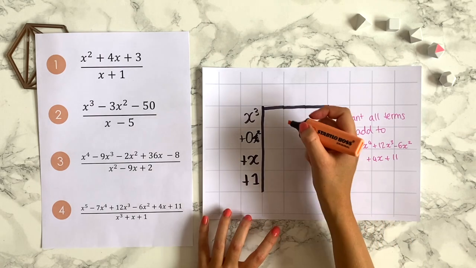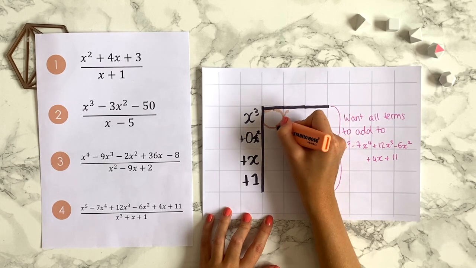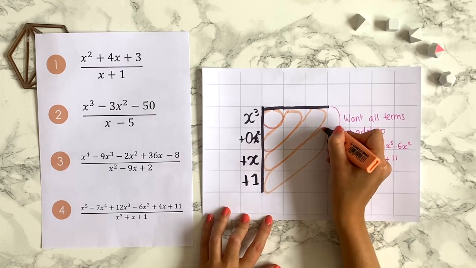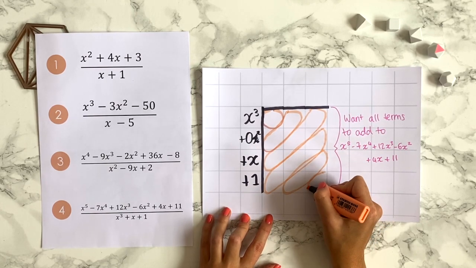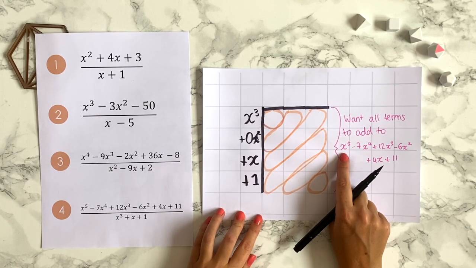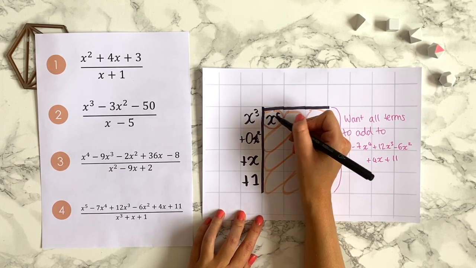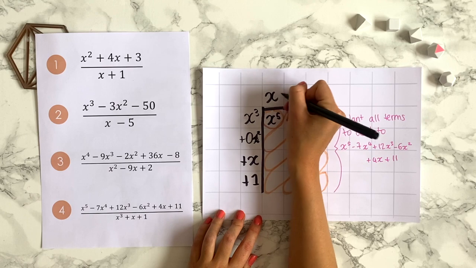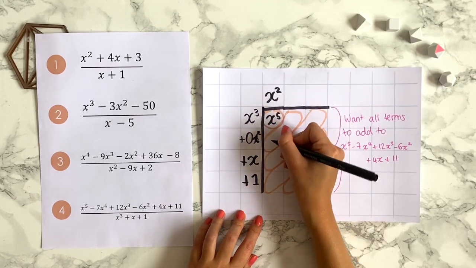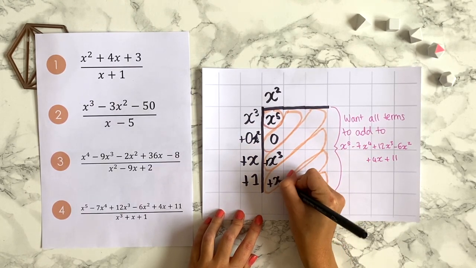Then we draw on our diagonal bubbles. So the top left corner is always a bubble of its own. And then we need one like this. And the final square is always a bubble on its own too. So this first bubble needs to be x to the power of 5. So we can write that in. To get to x to the power of 5 from x cubed, we need to multiply it by x squared. We can now fill in this column. So that's going to be 0, x cubed, and plus x squared.